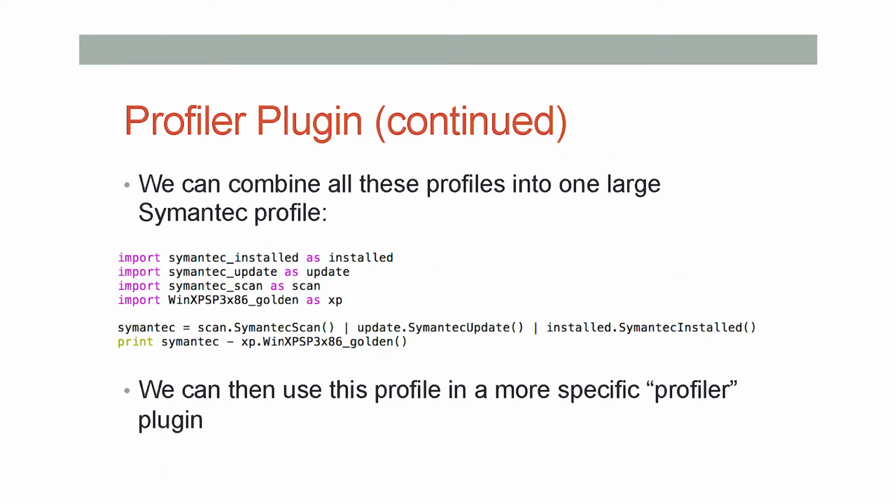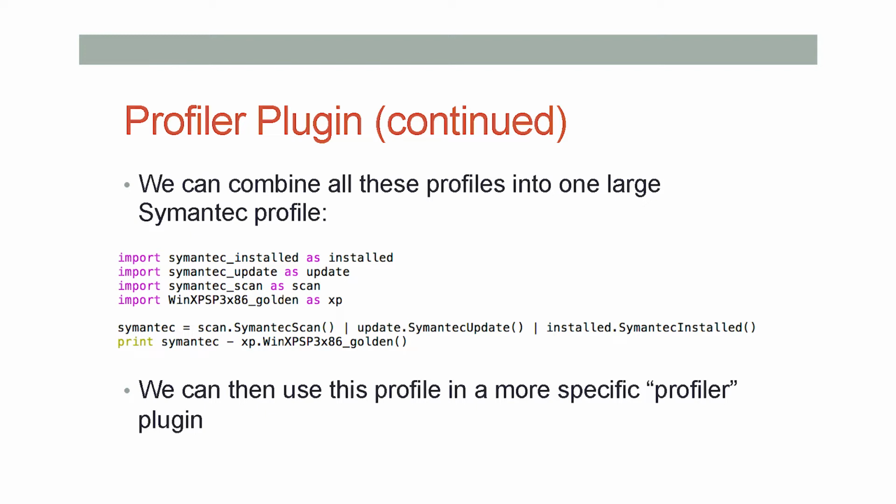So here's another example where we're combining all of these different profiles into one big profile. And then what we're doing is we're subtracting out a golden profile, which just has like Microsoft executables and things that are just on a default install. And we're only getting things that are interesting for Symantec.